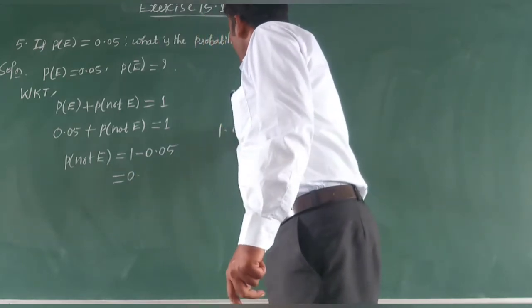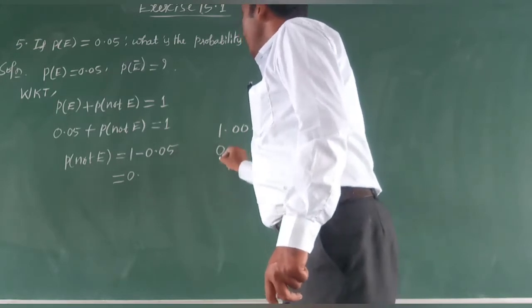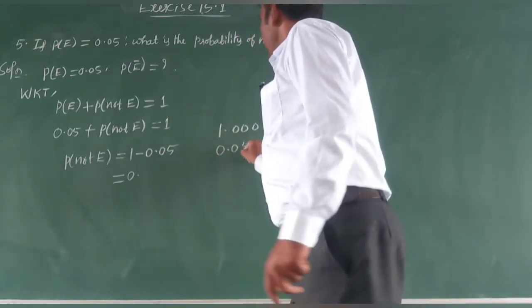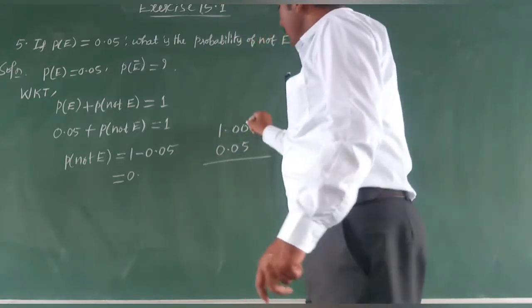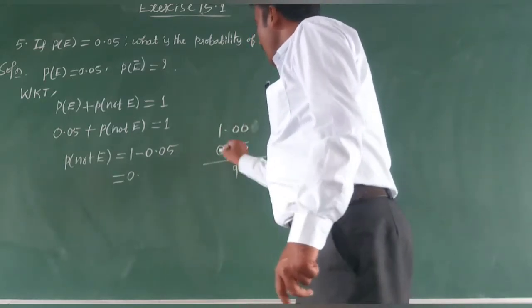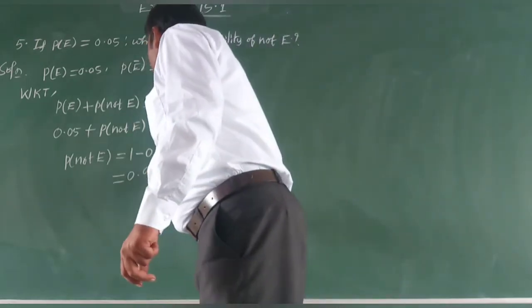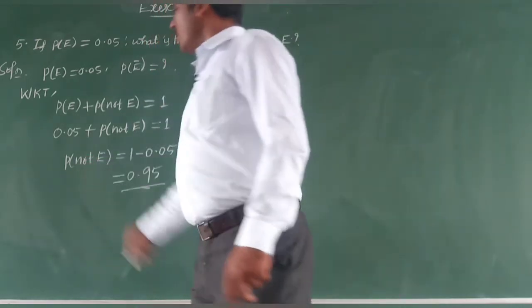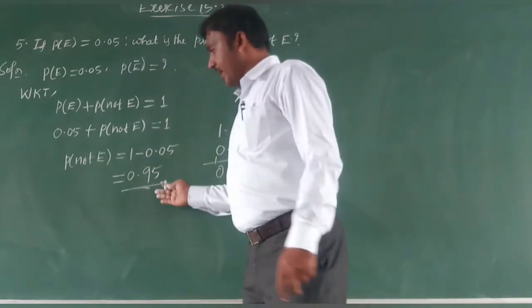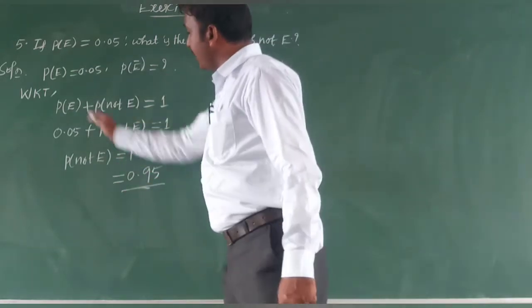1 minus 0.05. 10 minus 5 is 5, 1 carry. 10 minus 1 is 9, 1 carry. This is 0.95. So 0.95 is P of not E. If you add these two, P of E plus P of not E, that gives us 1.